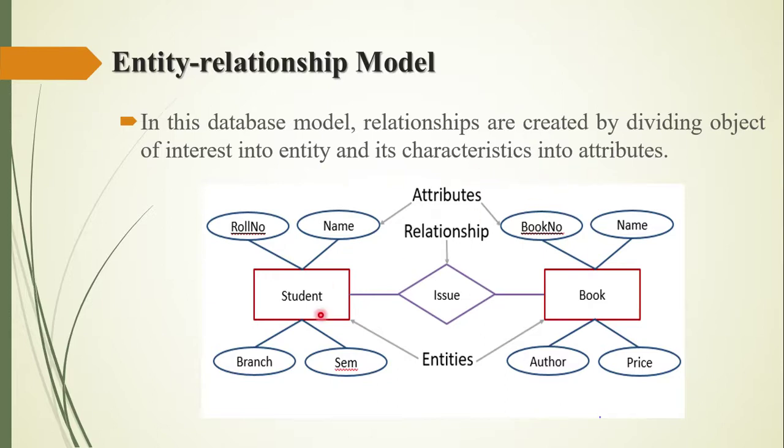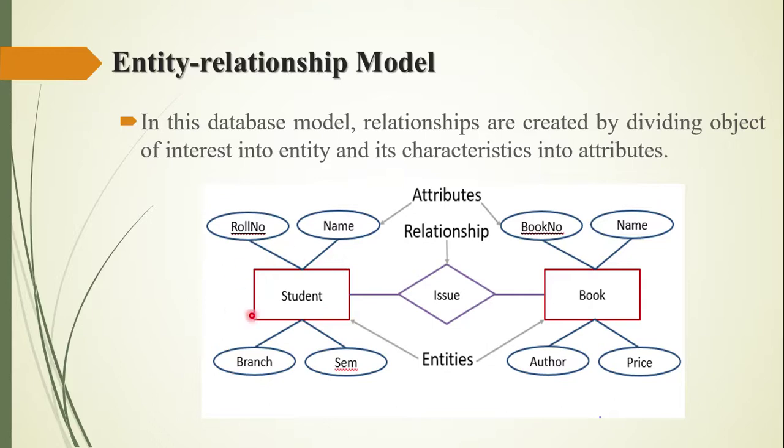here we have an example in which we have a student and a book. Student is an entity, book is an entity. An entity is represented by a rectangle. So student is represented by a rectangle, book is represented by a rectangle. These are the entities. Now student has a roll number, name, branch, and semester. These are all the attributes of this entity. Now book has a book number, book name, book author and price. These are the attributes of book.